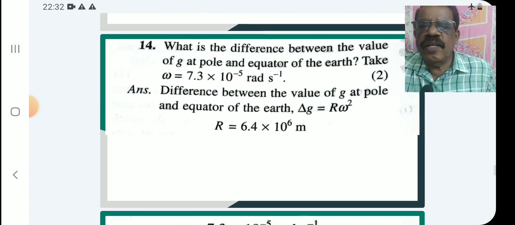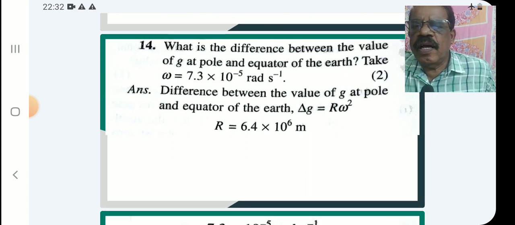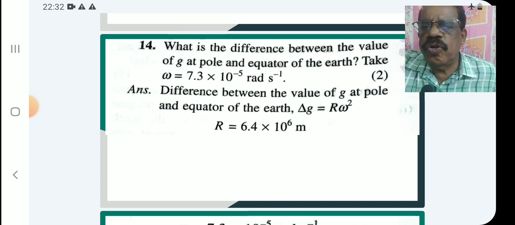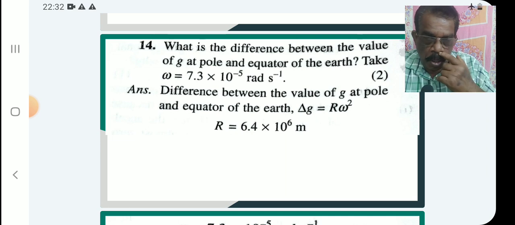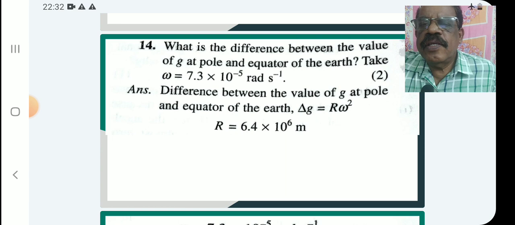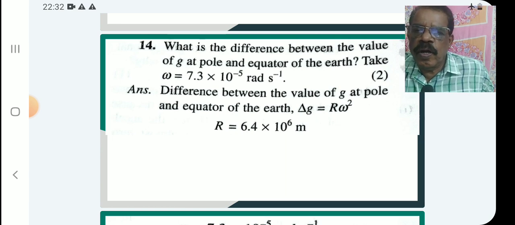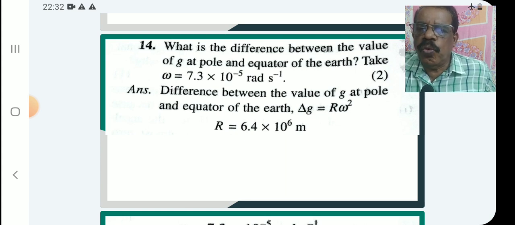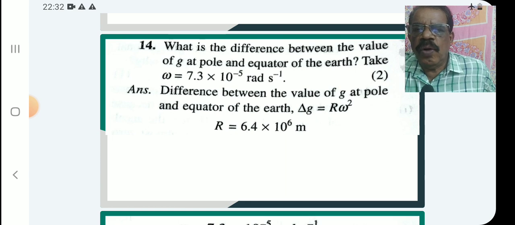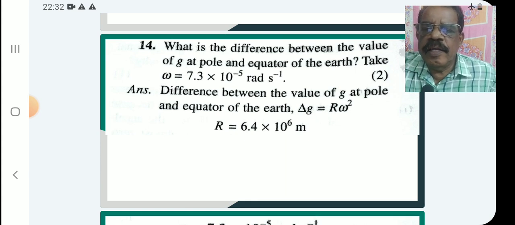Next question, what is the difference between the value of g at pole and equator of the Earth? Take omega is equal to 7.3 into 10 raised to minus 5 radian second raised to minus 1. That is, what is the difference between the value of g at the poles of the Earth and at the equator, the north pole or south pole, and the equator?